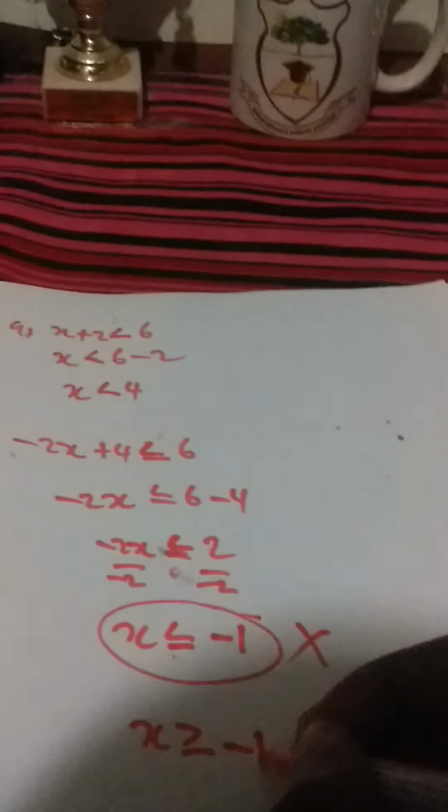Now remember what I said. If you are dividing with a negative number on both sides, we have to change the sign. So this answer is wrong. The correct answer will be x greater than or equal to negative 1. So do not forget to change the signs.